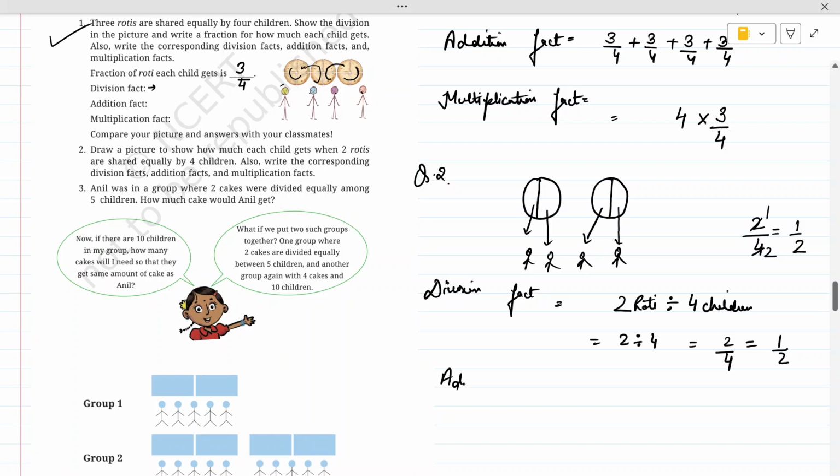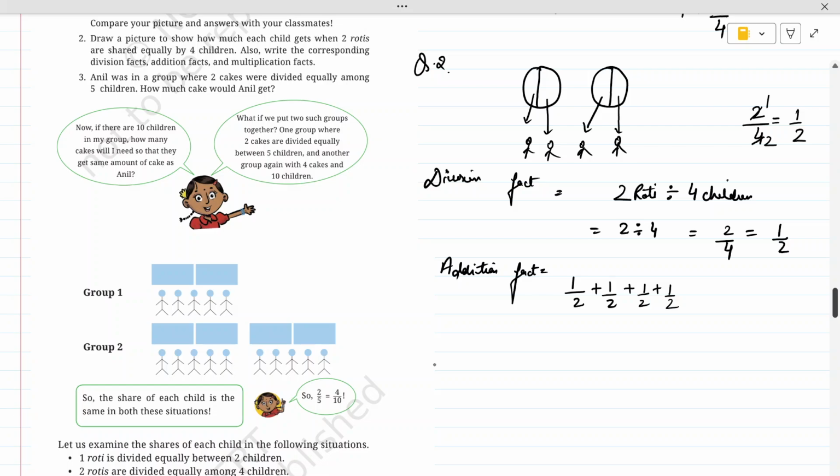Coming to the addition fact, easy. It will be 4 halves. First kid, second kid, third kid and fourth kid. And together it will make 2 rotis. Right? And now last one is the multiplication fact.